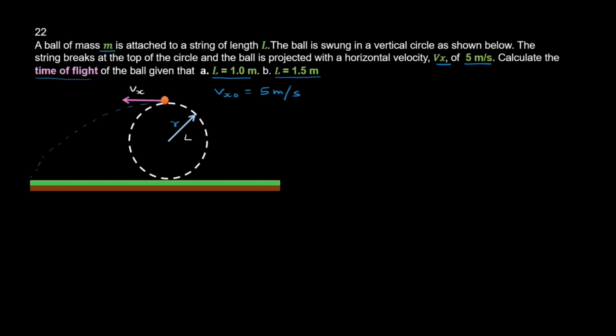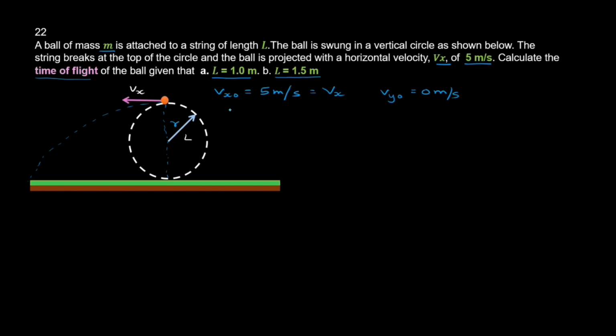Now this is an example of a horizontally launched projectile, and we know for a horizontally launched projectile the initial y velocity Vy0 is equal to 0, whereas the x component of velocity remains constant throughout the motion. So whatever initial value of x velocity you had, that will be the same as the final x velocity. Since the ball was released from the highest point in motion, the height h from which it is falling will also be equal to the diameter of the circle.